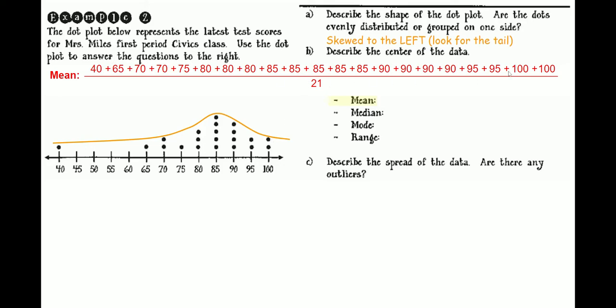So you're going to add all that up, divide by 21, and you should get 1735 divided by 21. You divide that, you get an average score of 82.6. All right, so that is the mean. Our median is the middle number.